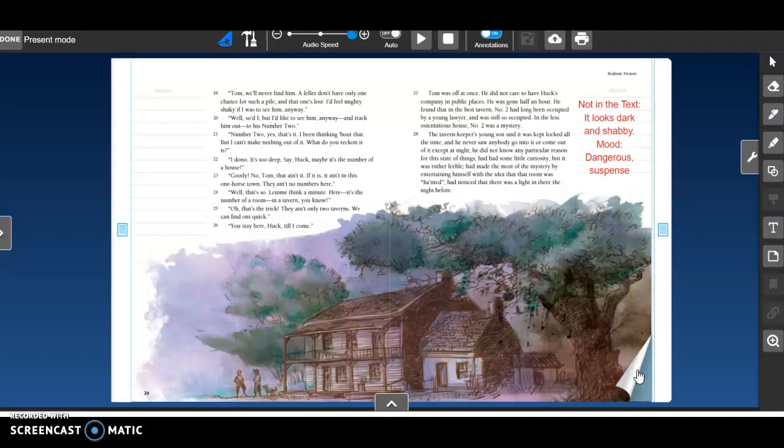All right, boys and girls, so that's pretty much what we're doing. We're just looking at the illustrations and asking ourselves, how does that show the mood, and how does that show the meaning of what's happening?